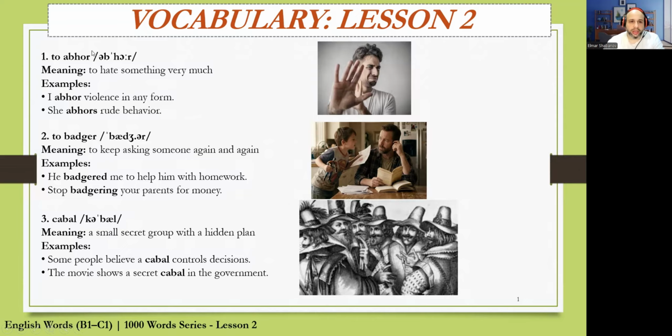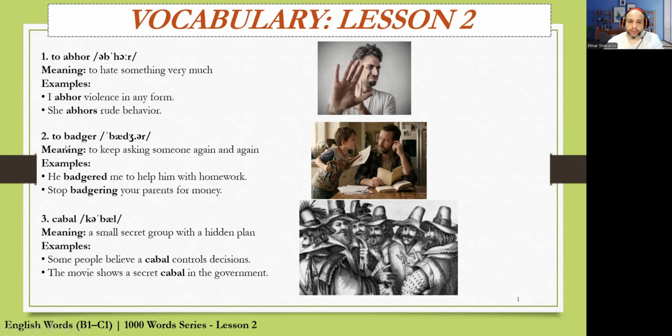So the first one is abhor. It means to hate something very much. So the synonym of abhor is to hate. Examples: I abhor violence in any form. She abhors rude behavior. She hates it very much.